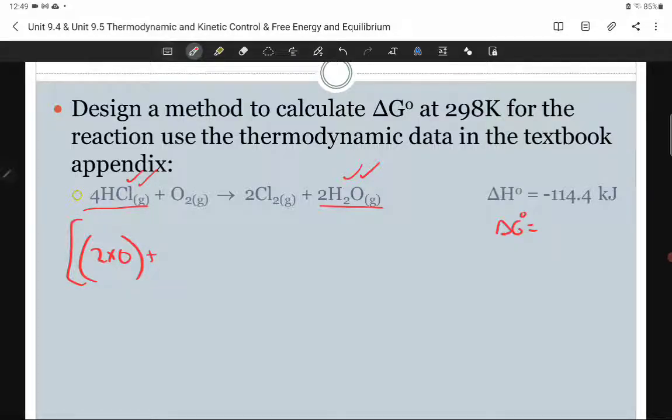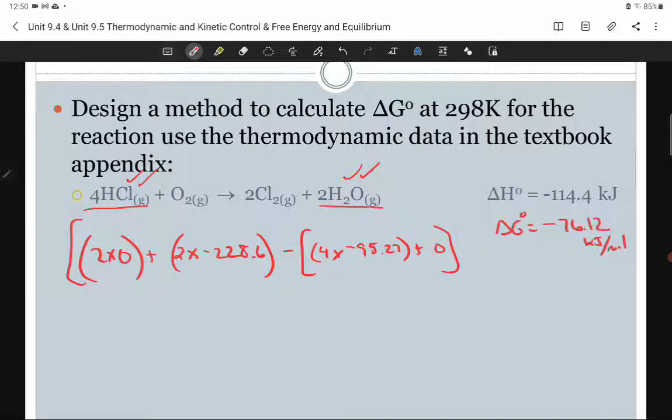Then the H2O gas, yes, there's 2 of those, and that was negative 228.6 kilojoules per mole. And then all of my reactants, I need 4 times hydrochloric acid's value of negative 95.27, and then oxygen gas has a value of 0. And so when I do all that math, I get negative 76.12 kilojoules per mole.